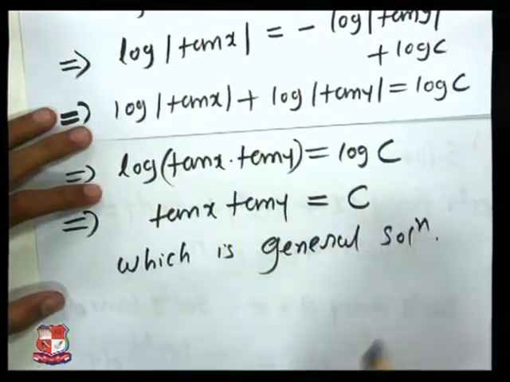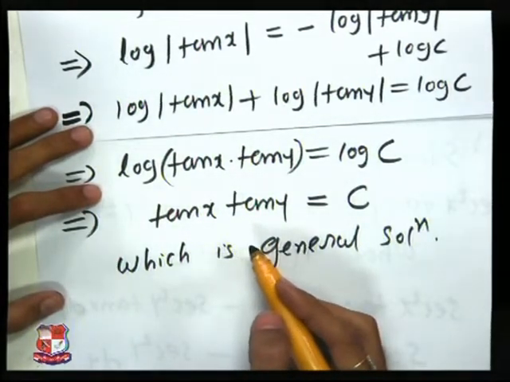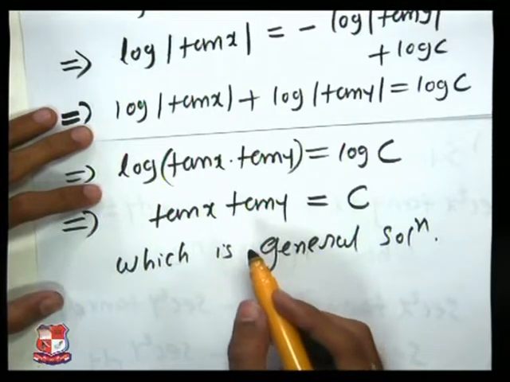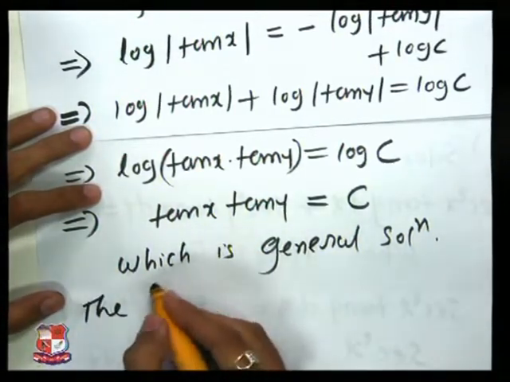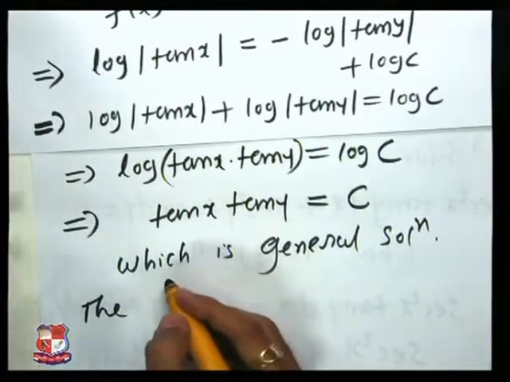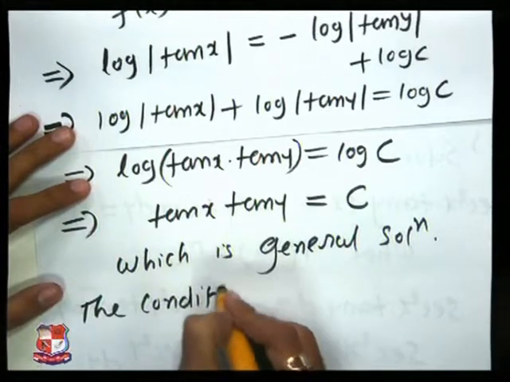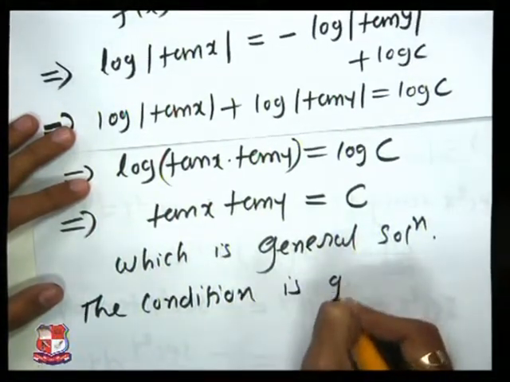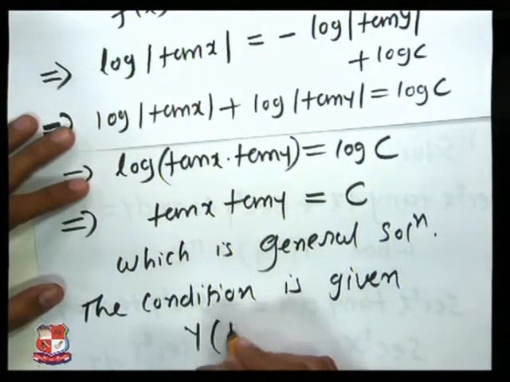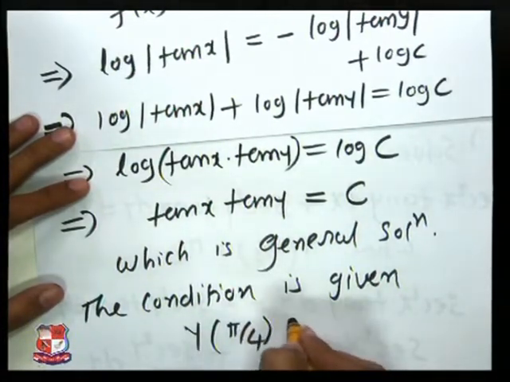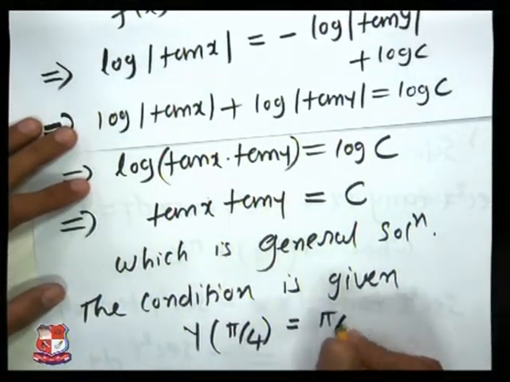But we need to find the particular solution, because the condition is given that y at pi by 4 is equal to pi by 4.